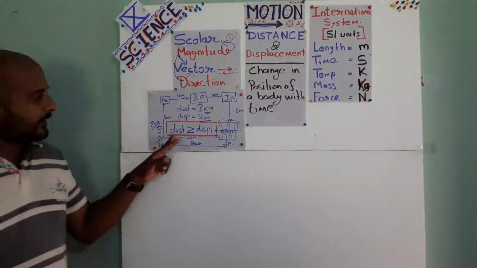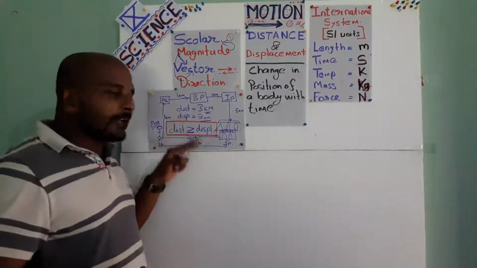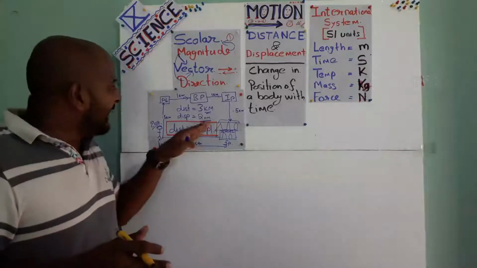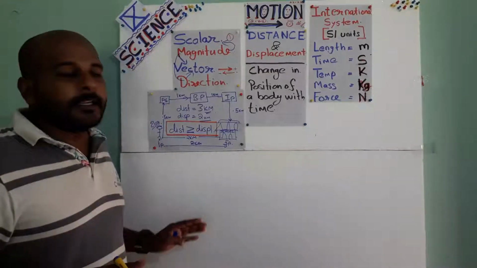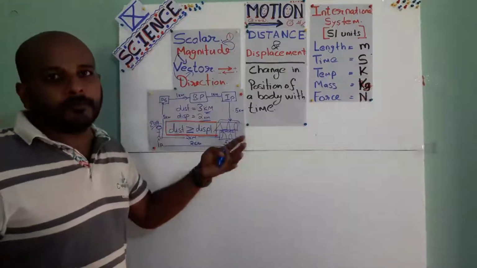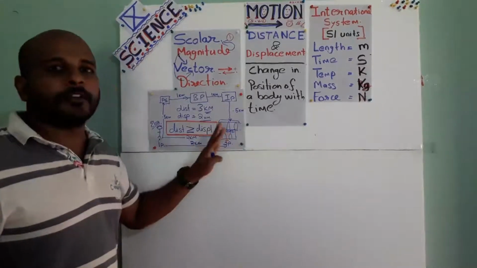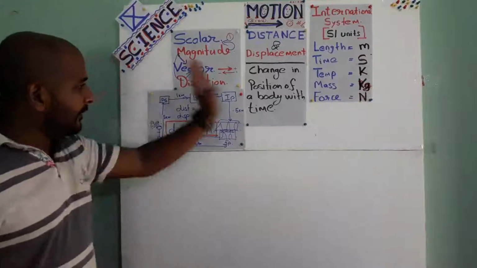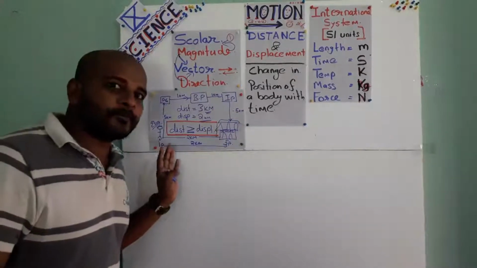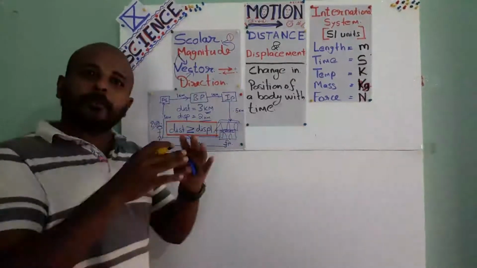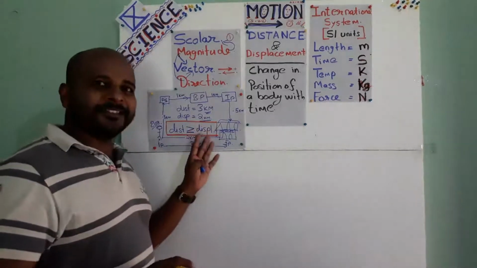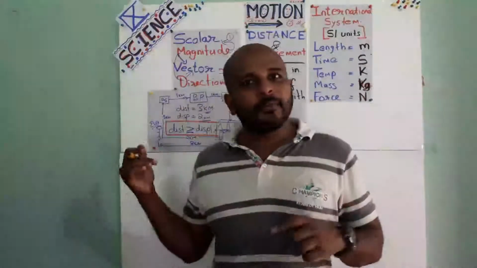Sometimes distance will be equal to displacement. Distance is greater than or equal to displacement. Distance will not be less than displacement. Every time, distance will be more than or equal to displacement. Distance cannot be less than displacement. So at the end of the story, we can say that Elsa became a good girl, and displacement and distance are the same in her case.